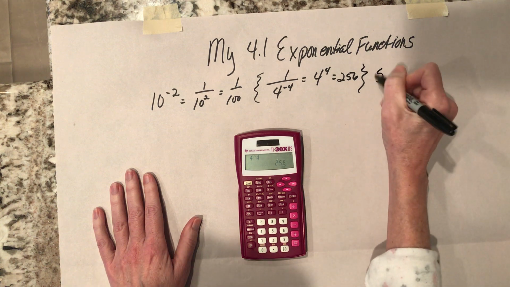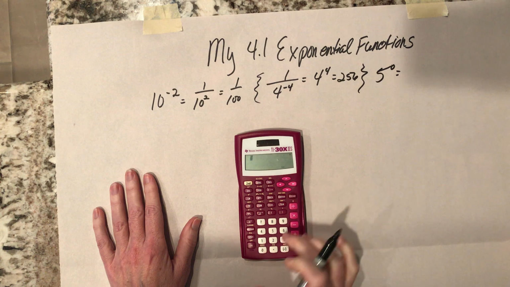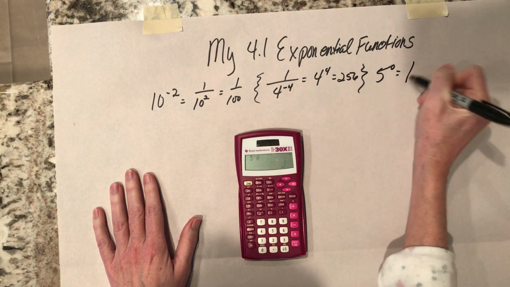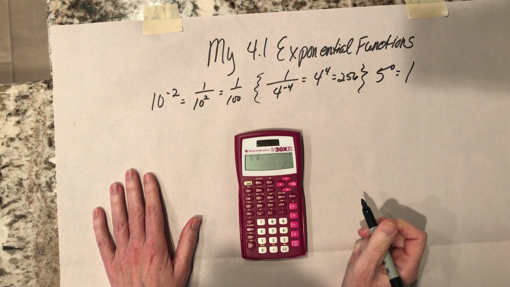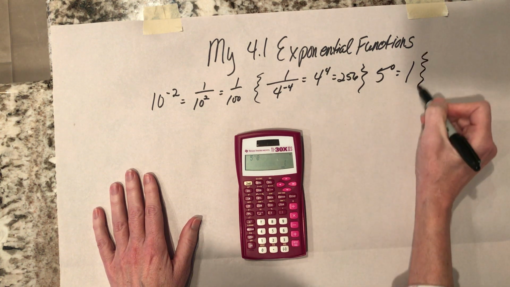And we've got 5 to the 0 power. That one you just have to memorize. 5 raised to the 0 power gives you 1. Your calculator will handle it for you if you forget. I know it's easy to think it's 0. It's not. Don't get that confused.